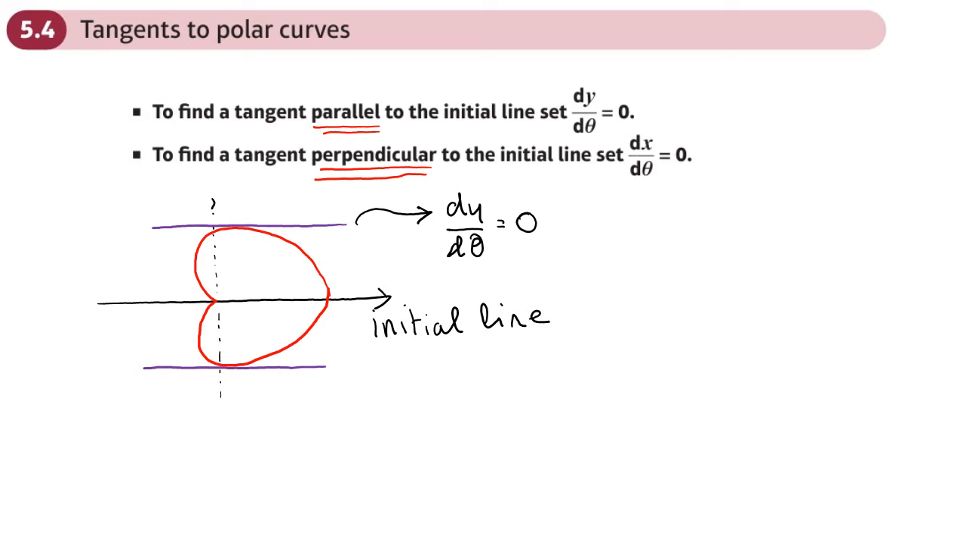Now, tangents which are perpendicular to the initial line: I can see one here, there's going to be a tangent there perpendicular, and there are tangents here and here. These green ones are perpendicular to the initial line, and the way that we find those is we do dx/dθ equals 0. So it's all about doing differentiation, and when we differentiate, setting that equal to 0. Then from that we can work out what theta is.